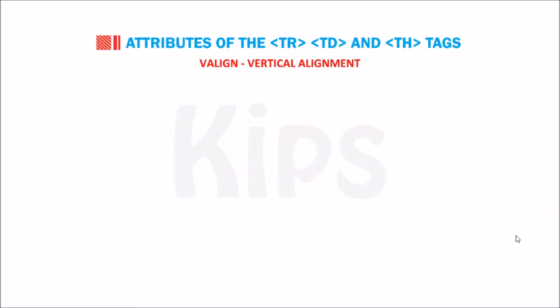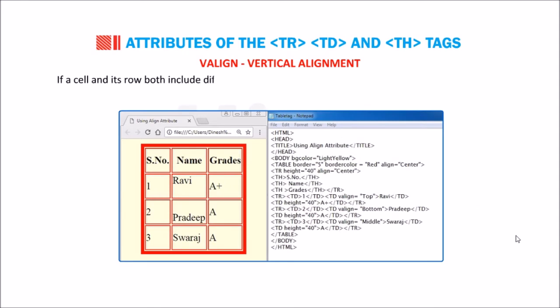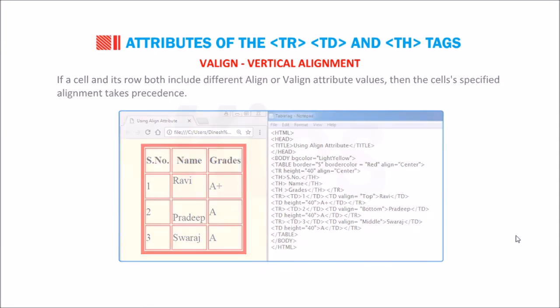Default. If a cell and its row both include different align or V-align attribute values, then the cell specified alignment takes precedence.